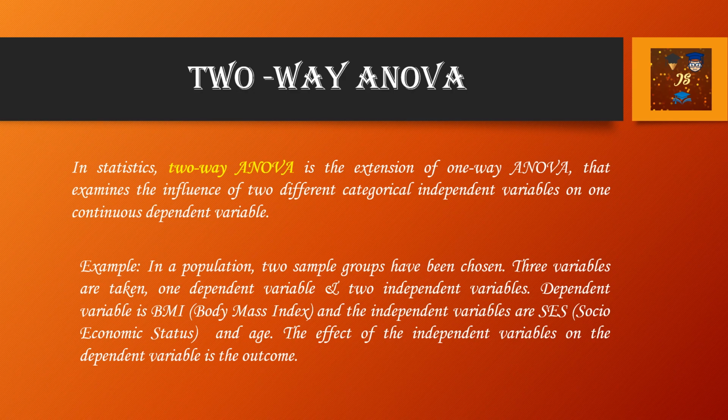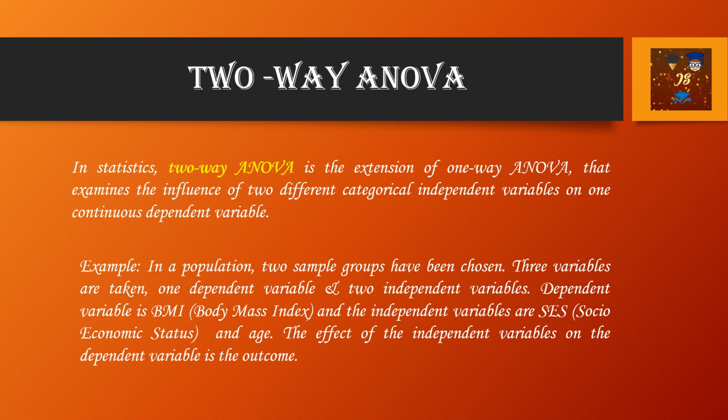In case of the two-way ANOVA, it is the extension of the one-way ANOVA. Now, why is it called the extension of the one-way ANOVA? Because in the one-way ANOVA, we took only one independent variable. But in this case, it examines the influence of two different categorical independent variables on a continuous dependent variable. That means the dependent variable is fixed here, but you can add one more independent variable along with the already existing independent variable.